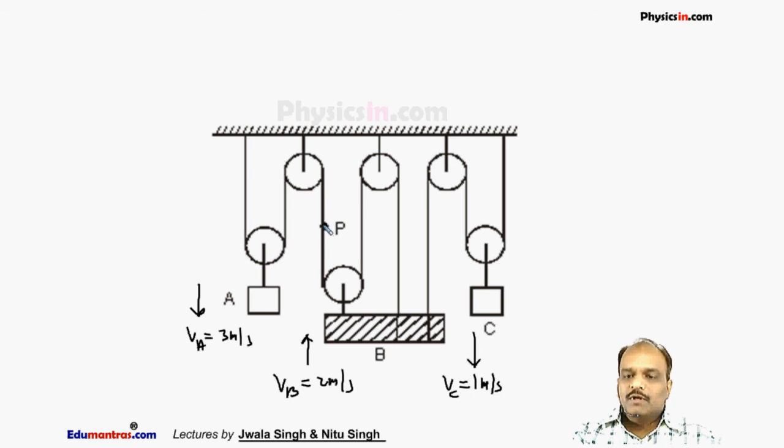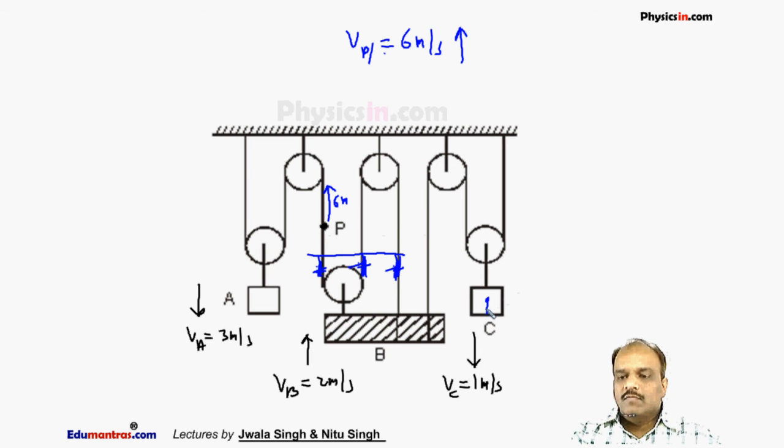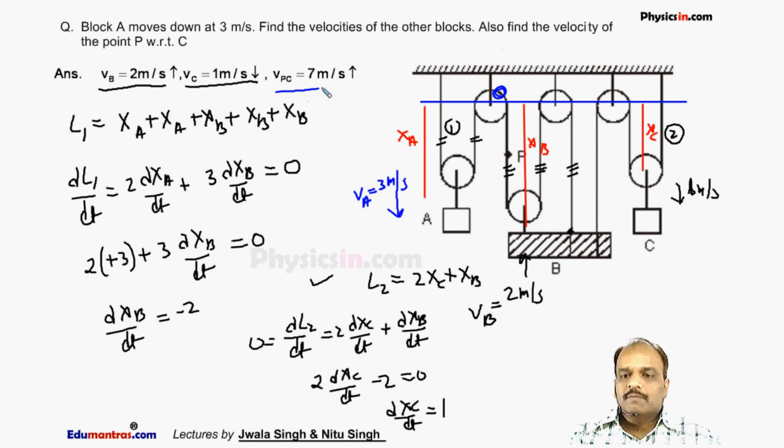Now if we see this point P, the length of the string from here, this distance is 2, this length is also 2, this length is also 2. So this point P moves a distance of 2 plus 2 plus 2, that is 6 meter. So the speed of point P is 6 meter per second in the upward direction, because this string and this string will move point P 6 meter upward. Now C is going downward with speed 1. So the speed of P with respect to C is 6 plus 1, that is equal to 7 meter per second. So this is the speed of P with respect to C.